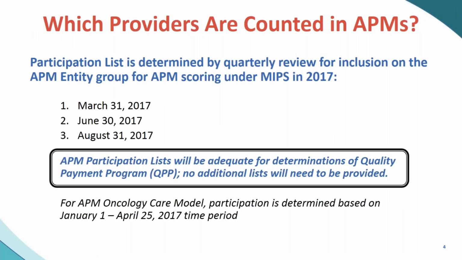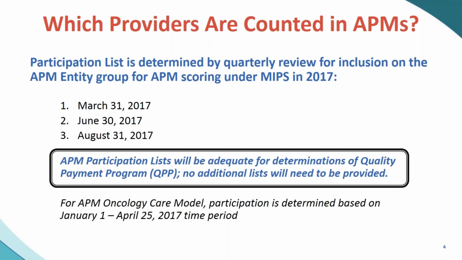So when CMS is looking to see if a provider is or is not a member of an APM, pretty much, I say pretty much because there's always a caveat to all of these little guidances or rules from CMS, they're going to look 3 times. They're going to look March, June, and August to see if a provider is on one of the APM lists. The one caveat is the oncology care model.